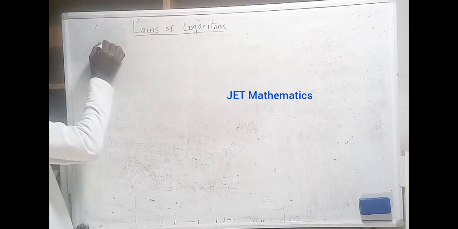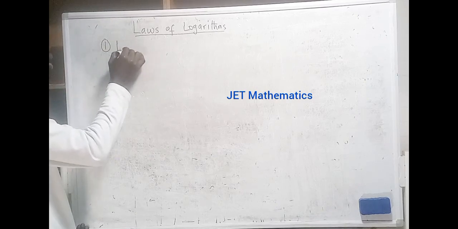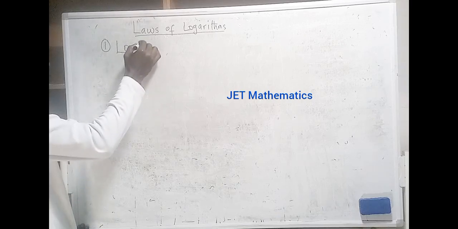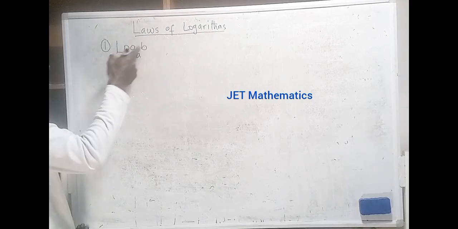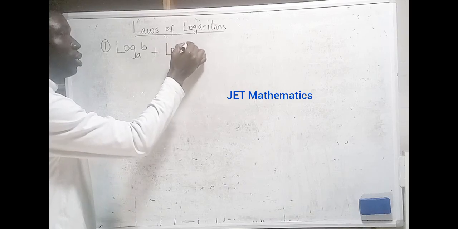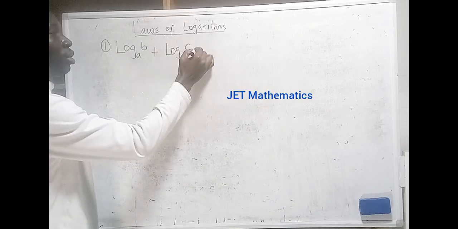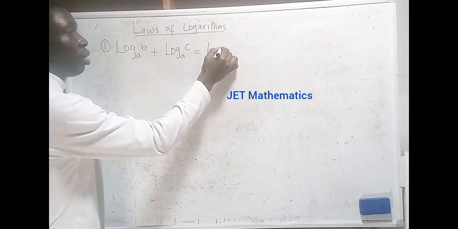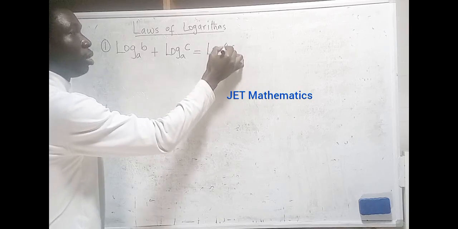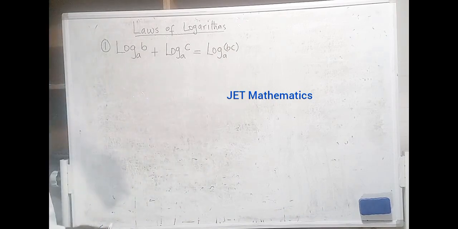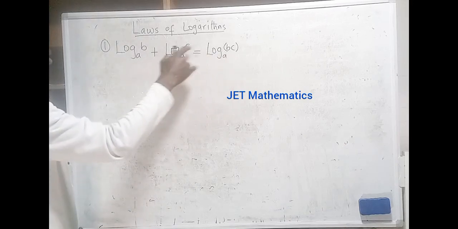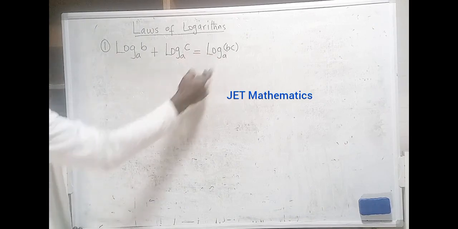The first law we're going to look at is if we have log b in base a plus log c in base a, then your result will be log b times c, all in base a. Okay, so the bases are the same. With addition, you can multiply the logarithms and get this.